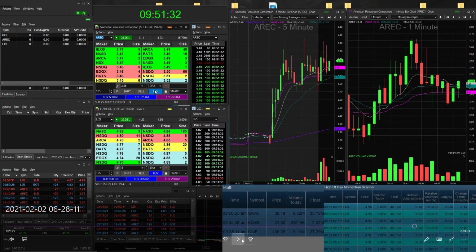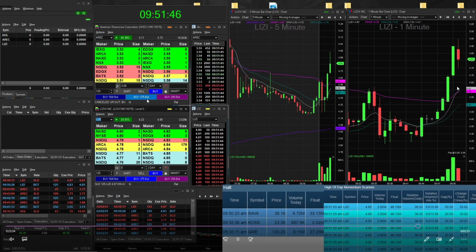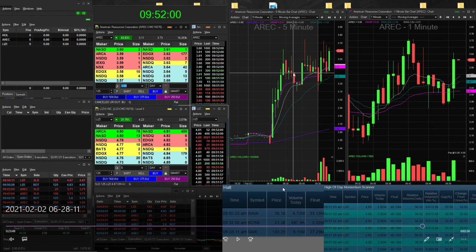What ends up happening is it breaks over 50 and I miss my order at 55. And this candle tops out at 58. So I'm like, okay, I missed the move. So I go over to Lizzie. There's nothing there either. So I come back to AREC, and there it goes, 65 now. I missed that.